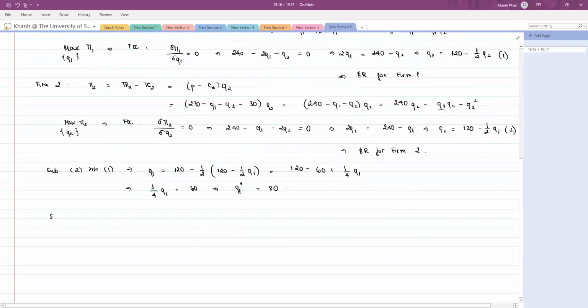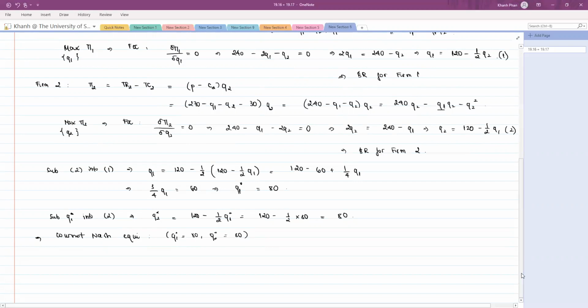Okay, and if I substitute Q1 star into the second equation, then I get Q2 star is 120 minus half of Q1 star. So 120 minus half of 80, which is 40, so that's 80 as well. Therefore the Nash equilibrium is basically for the two firms to produce 80 units of output each. So Q1 equals 80, Q2 equals 80.